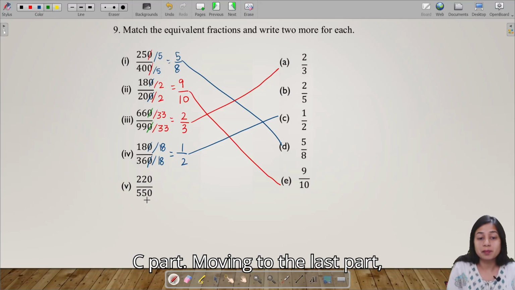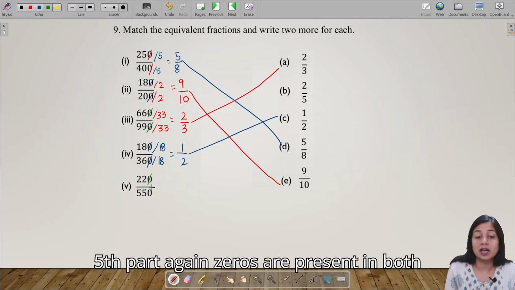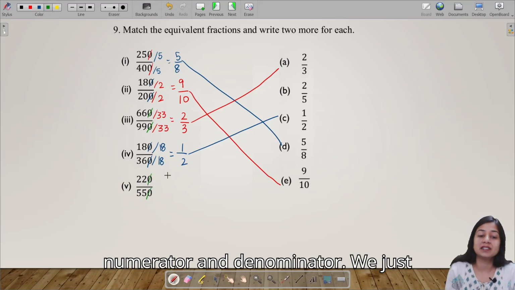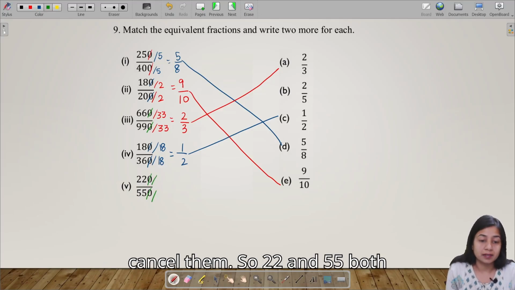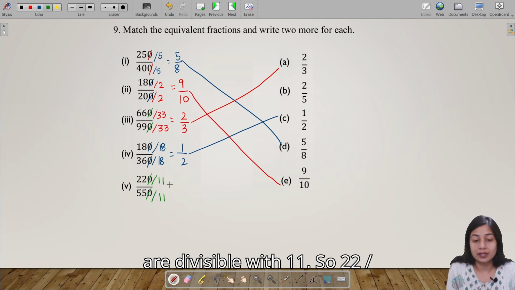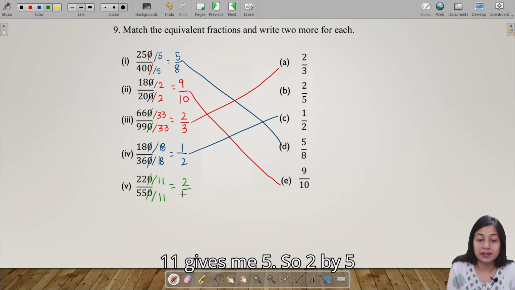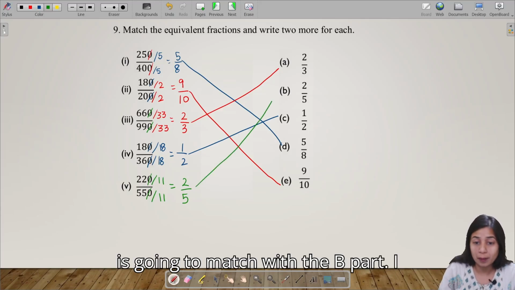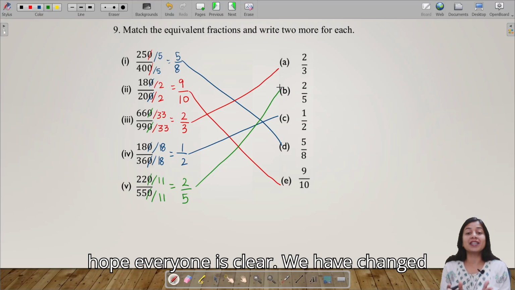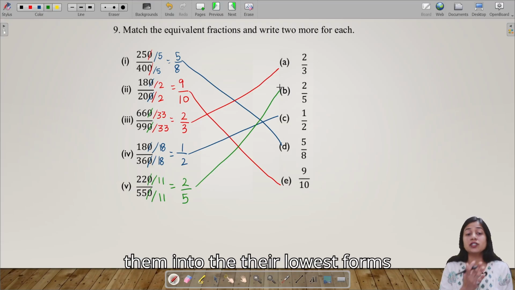Moving to the last part, the fifth part, again zeros are present in both numerator and denominator. We just cancel them. So 22 and 55 both are divisible by 11. So 22 divided by 11 gives me 2. 55 divided by 11 gives me 5. So 2 by 5 is going to match with the B part. I hope everyone is clear. We have changed them into their lowest forms.